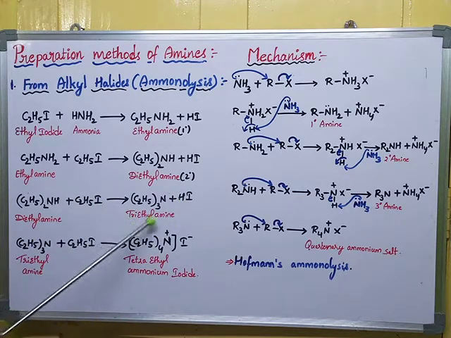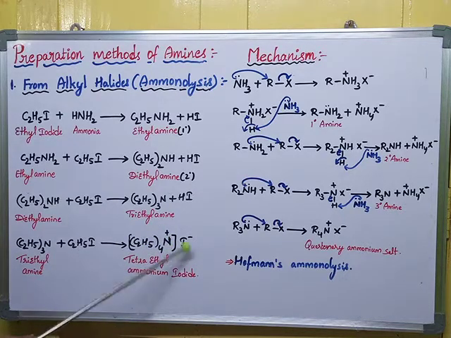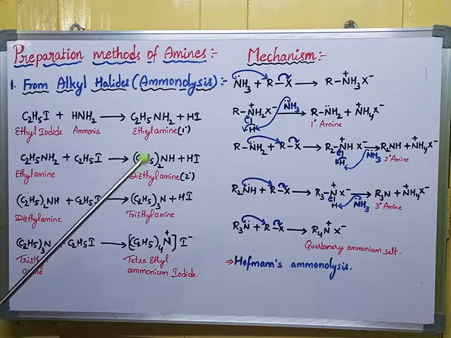Now this triethylamine is further reacting with one more ethyl iodide, and the lone pair of electrons on the nitrogen reacts with the C2H5 and forms (C2H5)4N+ and I-, like a salt formation, that is a quaternary ammonium salt or tetraethyl ammonium iodide. Now let us see the mechanism of the reaction. This reaction takes place in different steps, which is explained through the mechanism now.